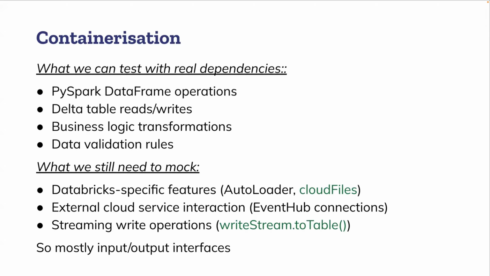What we still need to mock are Databricks-specific features such as Autoloader. Autoloader is basically a way of streaming from cloud storage. You're able to stream files and checkpoint the streaming, and it encapsulates a lot of the logic to ensure that you don't re-ingest data twice. Then there's external cloud service interaction, for example connecting to Event Hub. However, we're going to bypass this a bit in today's example.